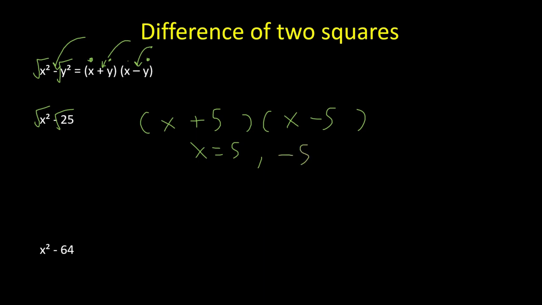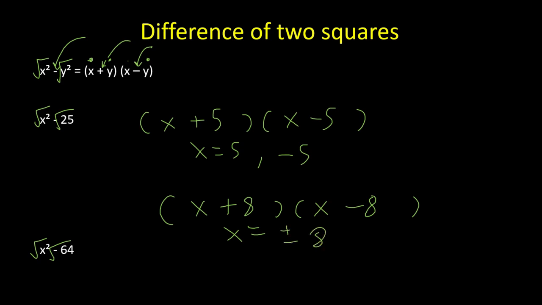So the second one, I notice I can square root the x squared. I can square root the negative 64. So what it looks like is x, x, plus 8 minus 8. And it'll always be that exact same pattern of plus 8 and minus 8 because they'll cancel out the middle terms, so x will equal plus minus 8.